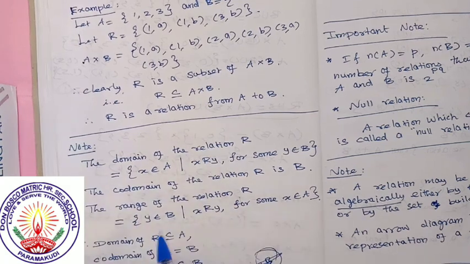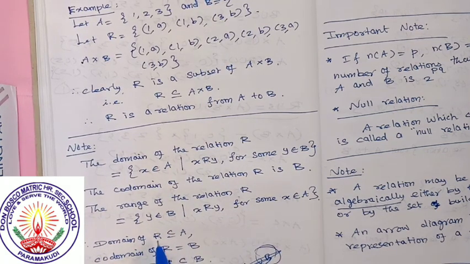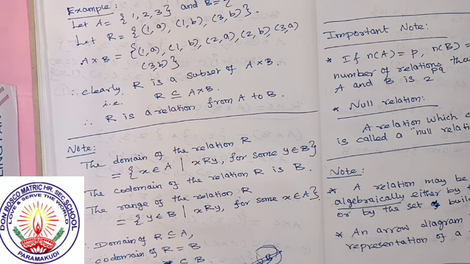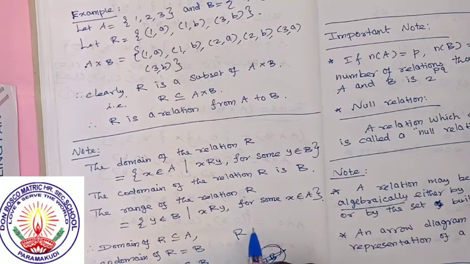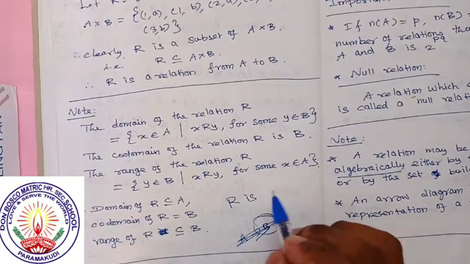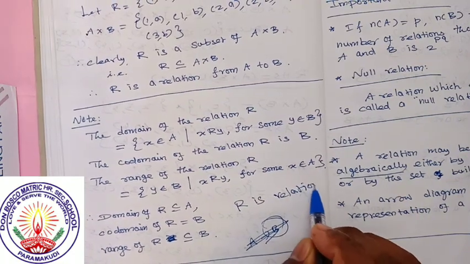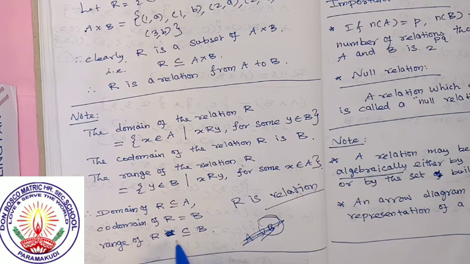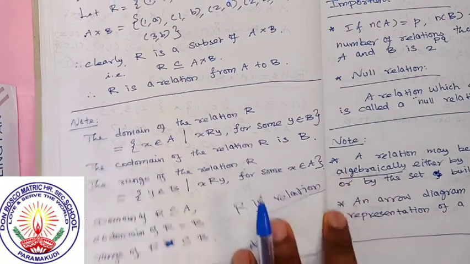So from this note, we conclude that the domain of R is a subset of capital A, the codomain is capital B, and the range of R is a subset of capital B. If these occur, then R is a relation. If R is a relation, we have to conclude the domain of R should be a subset of A and the range of R should be a subset of B. If these two occur, R is a relation.